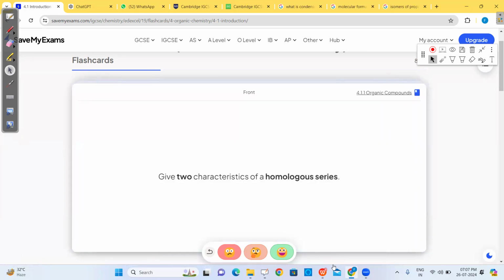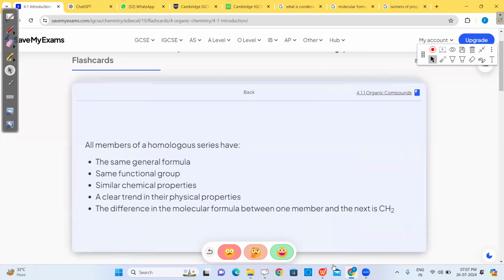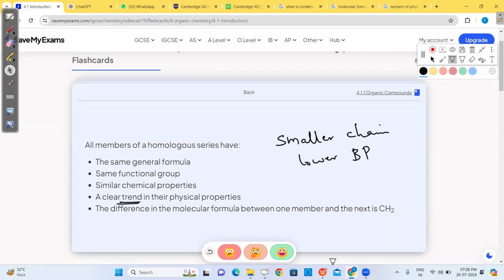Okay, so give two characteristics of a homologous series. So what is that? They have the same general formula, same functional group, similar chemical properties, a clear trend in their physical properties. Like, for example, the hydrocarbons which have a smaller chain will have a lower boiling point. So as they become bigger, the boiling point will increase. So you see the trend in their physical properties will be the same in the homologous series.